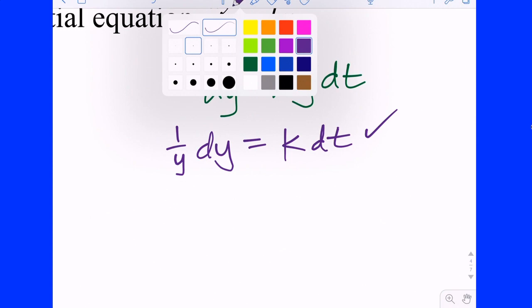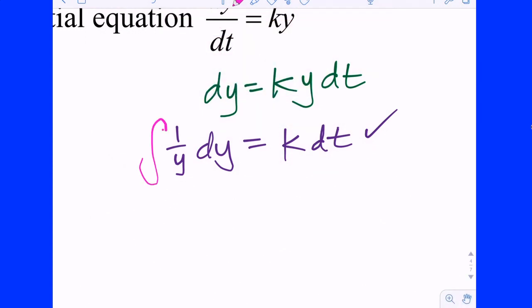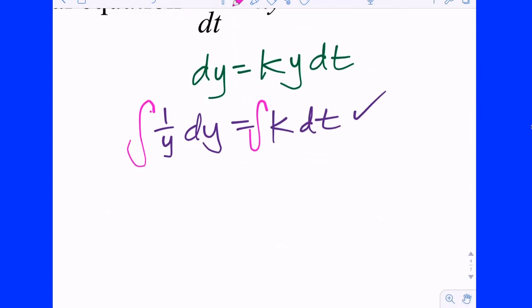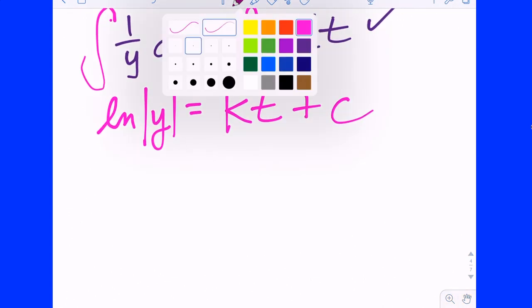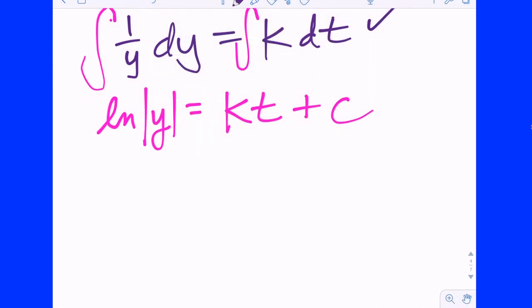We got it. All right, now we integrate both sides. And what's the antiderivative of 1 over y with respect to y? Natural log, absolute value of y. Good, we don't need the plus c. And then k is a constant, so the antiderivative of k with respect to t would just be kt plus c. Now, we've seen this before. To undo the natural log, we e both sides. So we're going to get the absolute value of y equals e to the quantity kt plus c, to that power.